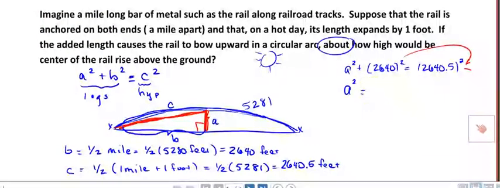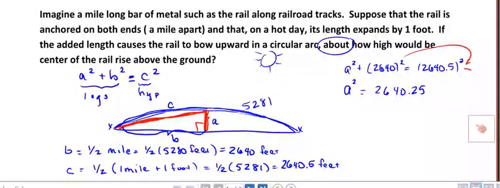So A squared is equal to, now remembering your order of operations, you have to square the 2,640.5 first, square the 2,640 next, and then subtract those two results. So you have to square them individually, then subtract those two results. Definitely want a calculator handy. And the result comes up to be 2,640.25. So that's what A squared is equal to.